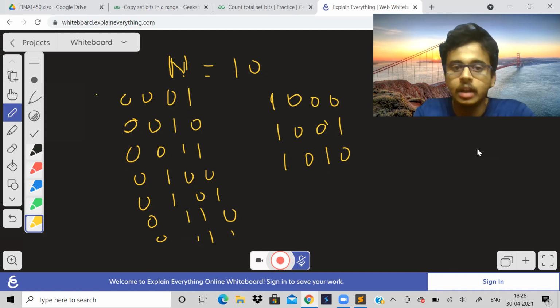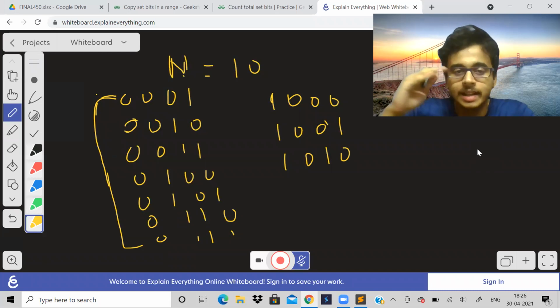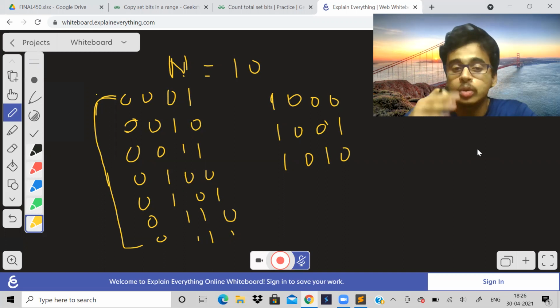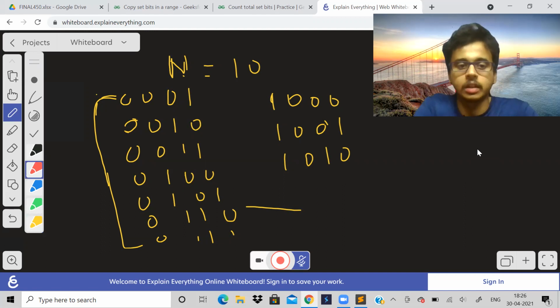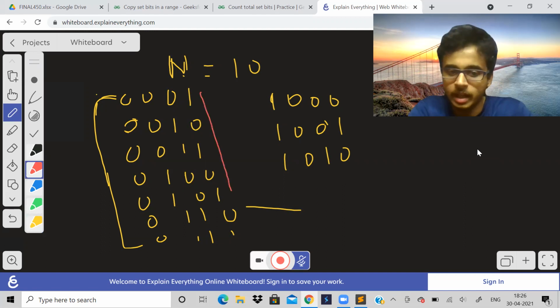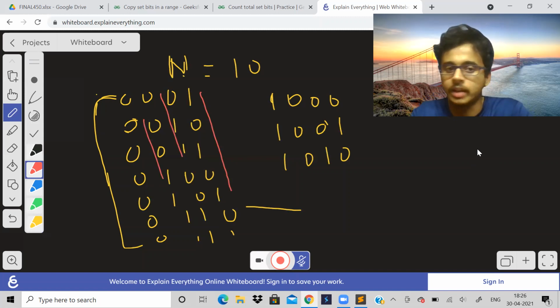So let us consider all the numbers from 1 to 8 minus 1. So what did we do? We found out the highest power of 2 less than the number n, and we are considering all the numbers from 1 to 8 minus 1, which is 7. How many total set bits are there from numbers 1 to 7? Let us count it orally. See, in this column there are 4, in this column there are 4, in this also there are 4. So 4, 4, 4, 12.